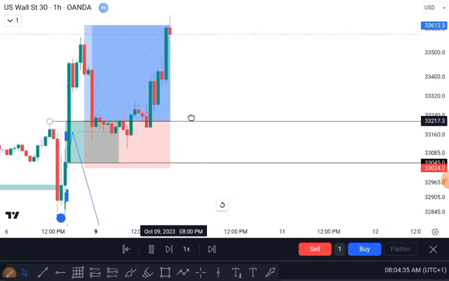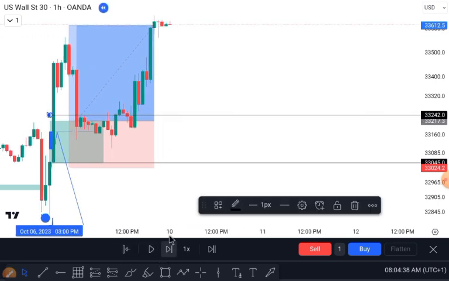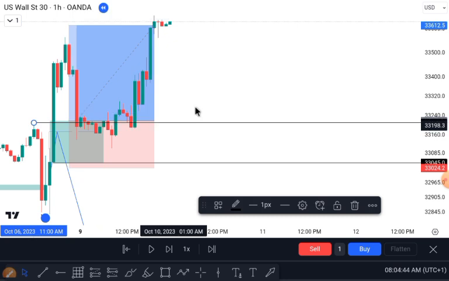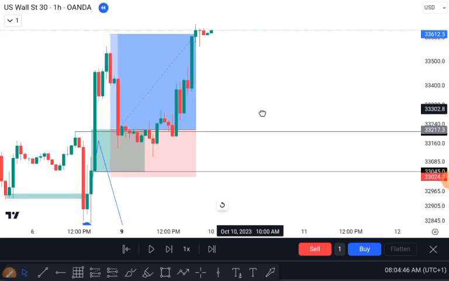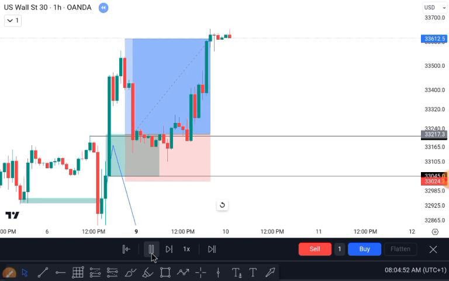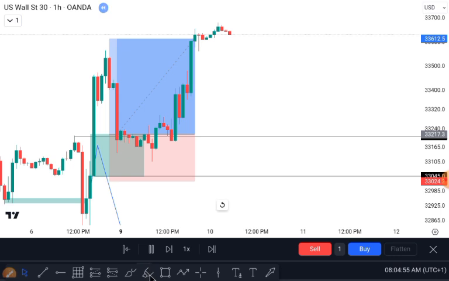And boom, we hit take profit. You can see that, guys, we hit take profit very easily, very simple. I'm sure you understand this. We have hit our take profit using this very simple strategy. Okay, so this is the bullish scenario.